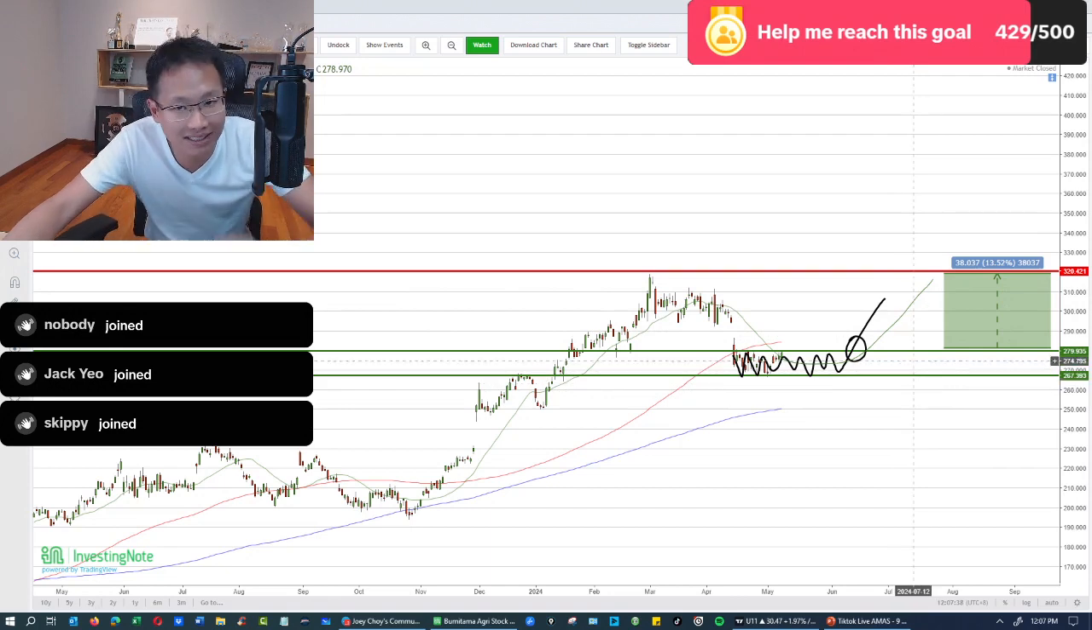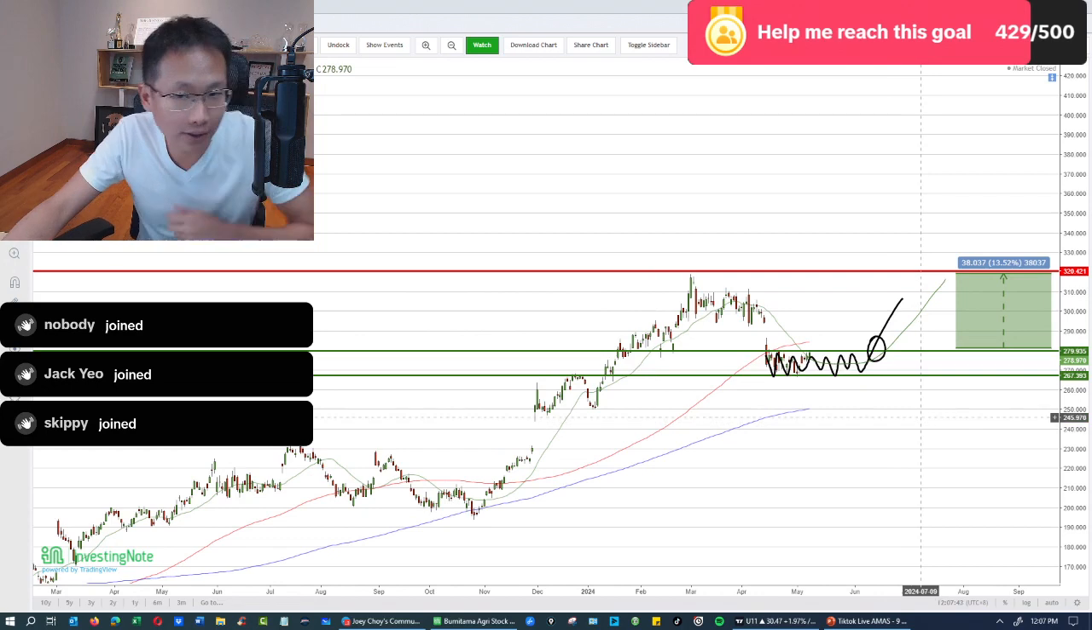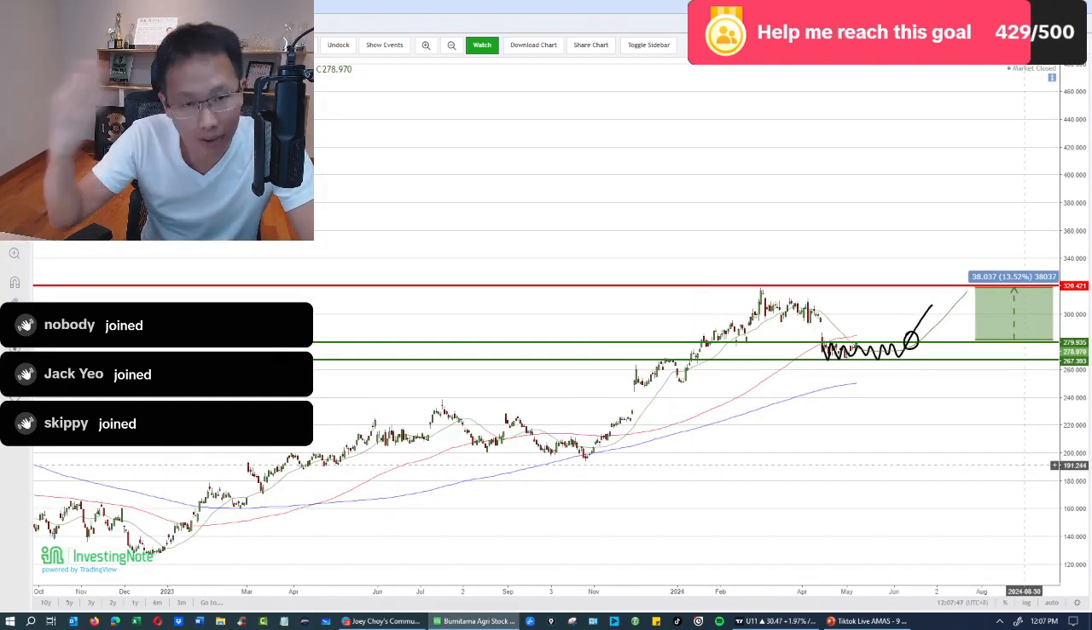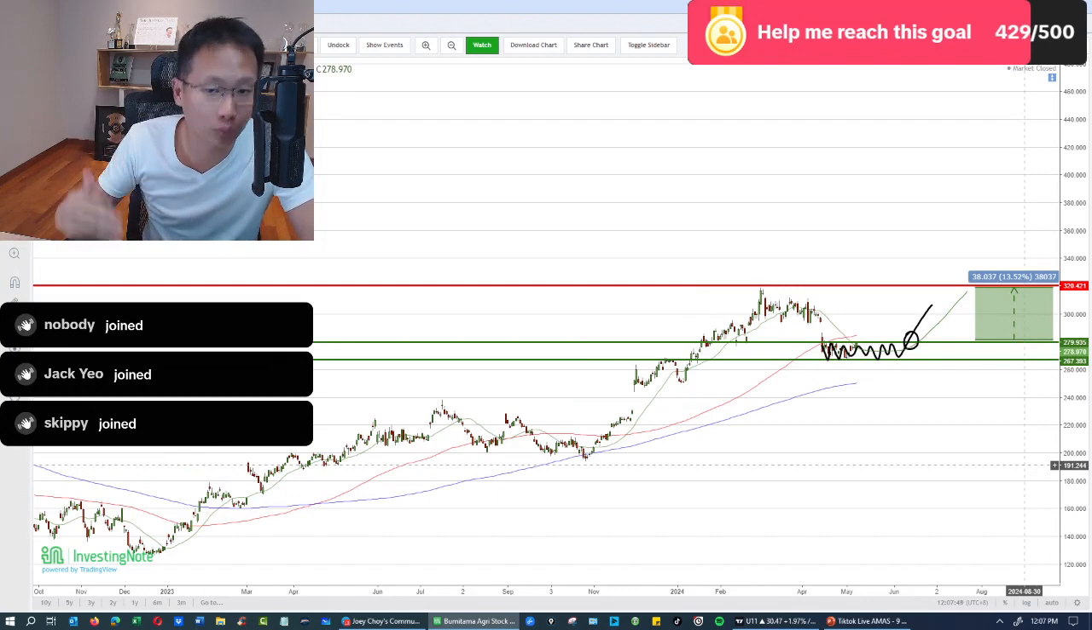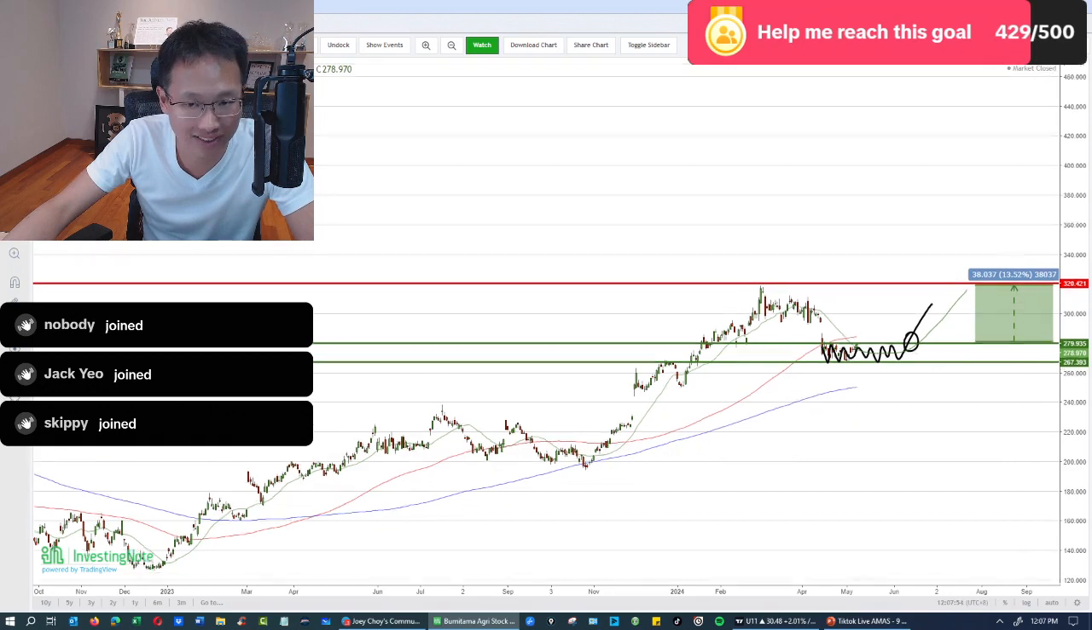All right, so that is Salesforce, stock code CRM, one of those stocks that is in a longer term uptrend. Short term, we are seeing a bit of weakness, but there could be an opportunity to get in as well, especially if we break back above the 280 temporary resistance level.